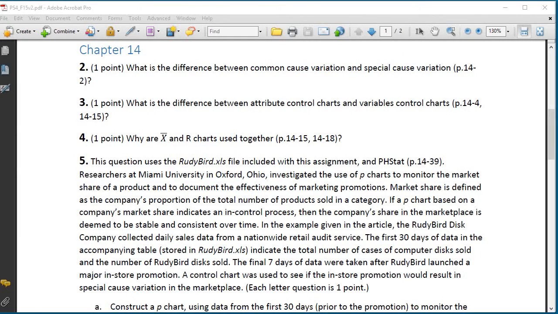Okay, let's do chapter 14. So the first three questions here are really just conceptual. The first one is what is the difference between common cause variation and special cause variation? And if we look on page 14-2, we can read that and find that answer. The second one here, or number 3, is what is the difference between attribute control charts and variable control charts? And the last concept question is why are X bar and R charts used together?